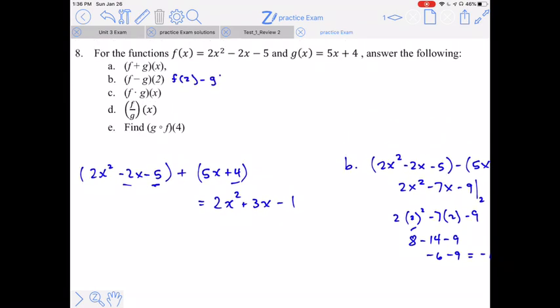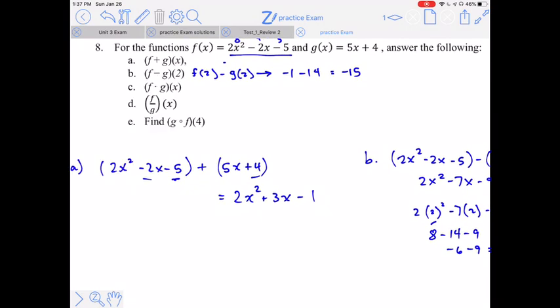Now if we went back here and did it the other way where we did f of 2 minus g of 2, then if we plug 2 into here, we're going to get 2 squared, that's 4 times 2, that's 8, minus 4, minus 5, so that's negative 1. If we plugged in a 2 here, we'd get 10 plus 4, which is 14. So we get negative 15 either way.